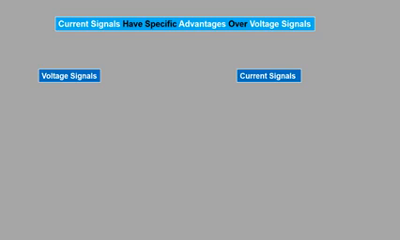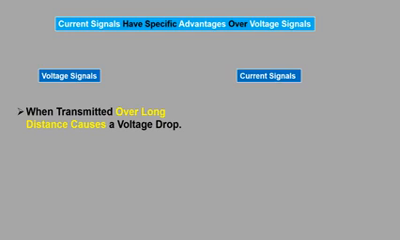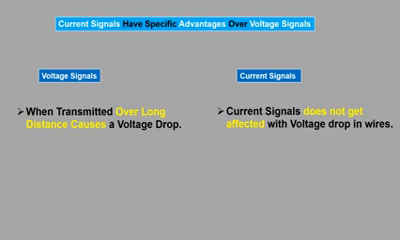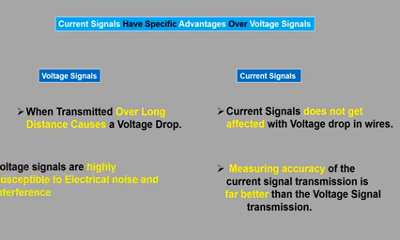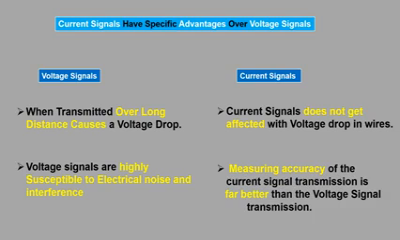Now you might be thinking, why should we usually use a current signal instead of voltage signal for transmitting signals? It is because current signals have specific advantages over voltage signals. Voltage signal when transmitted over a long distance causes a voltage drop in the wires. On the other hand, current signal does not get affected with voltage drop in the wires. The measuring accuracy of the current signal transmission is far better than the voltage signal transmission. Voltage signals are highly susceptible to electrical noise and interference.